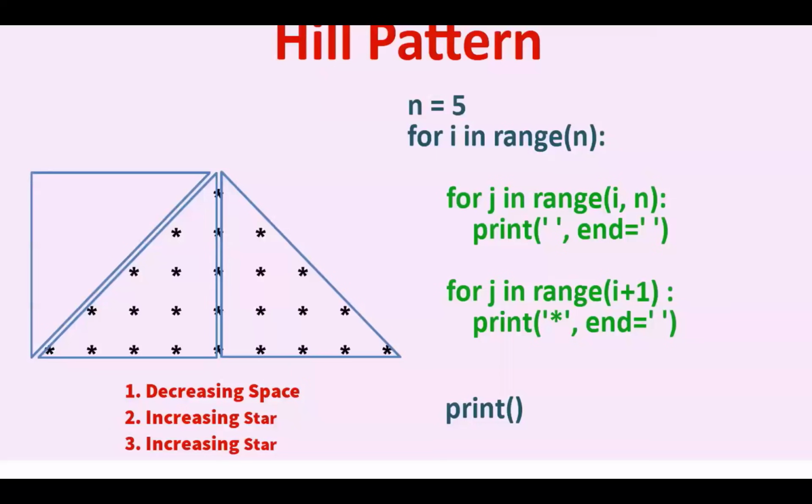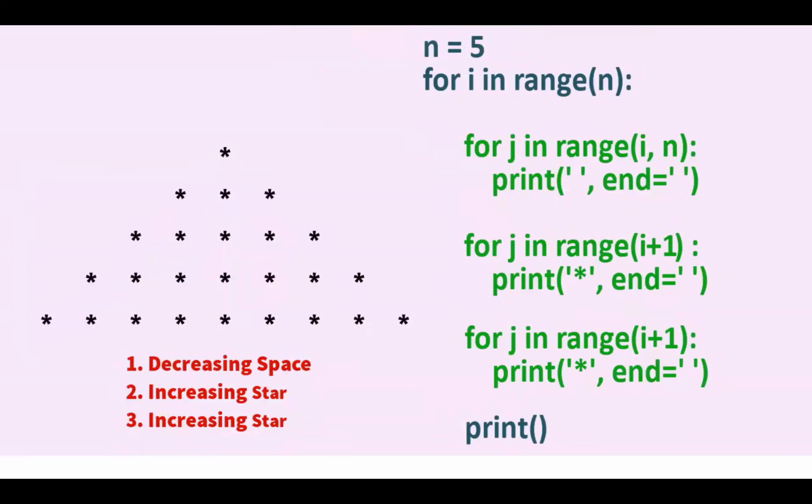One is decreasing, with space, decreasing. Then space, increasing, and then increasing star, increasing star, increasing star, and then star again. But there is one catch. So how many loops do you require? Three loops, right? Three loops. So this is the three loops.